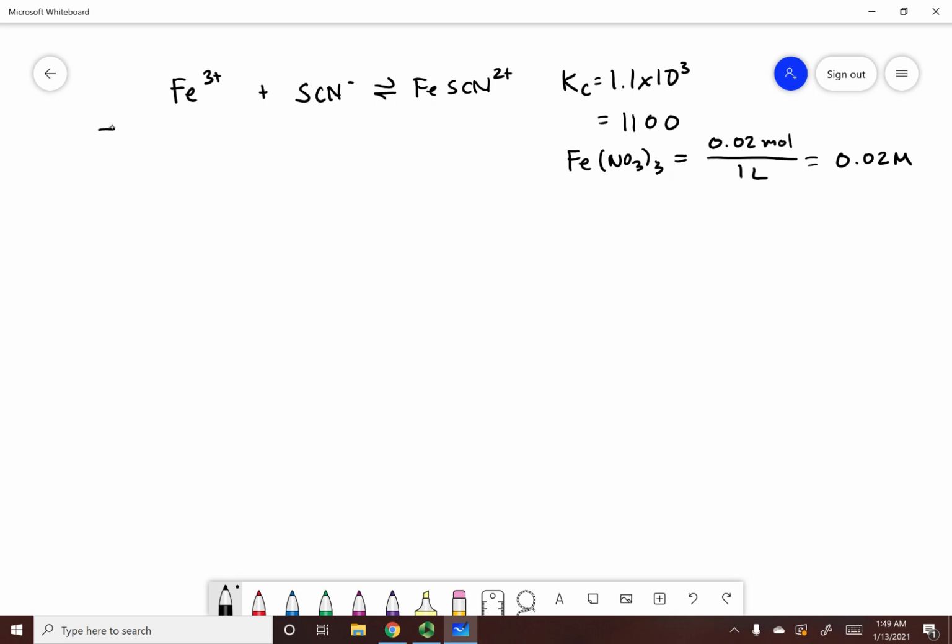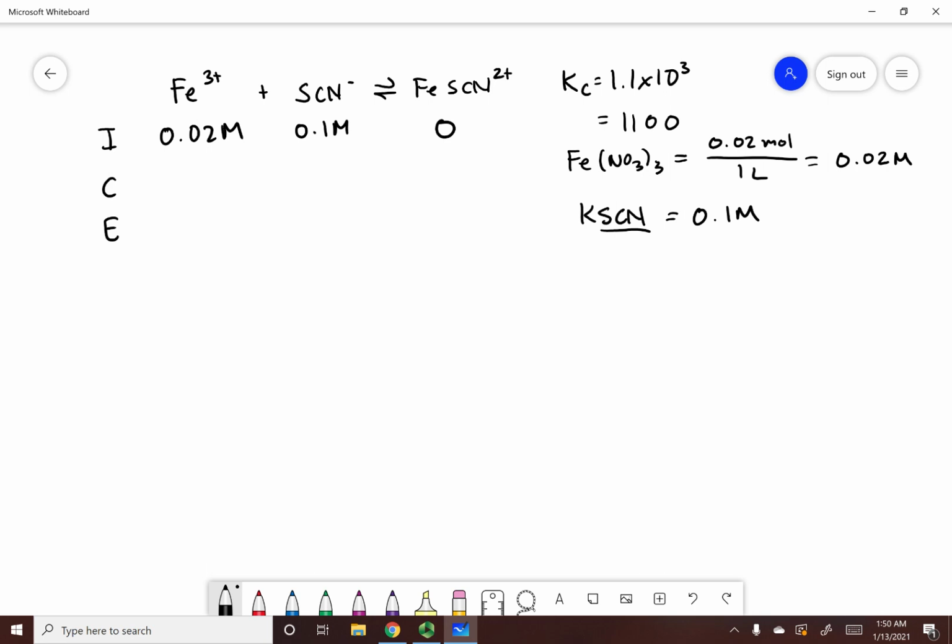We don't care about the NO3, but we do care about those Fe3 plus ions. Because we're going to do an ICE table, we can put an initial amount of iron to be 0.02 molar. Now this is going to go into a KSCN solution. Again, we need to look at the relevant ion. This is an ionic compound. It's going to completely break up, and the equilibrium deals with SCN minus. So since this was 0.1 molar, we know that SCN minus is going to be 0.1 molar. We didn't add any FeSCN2 plus, so this is going to be 0.